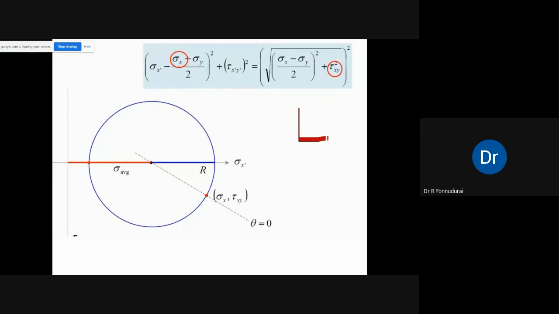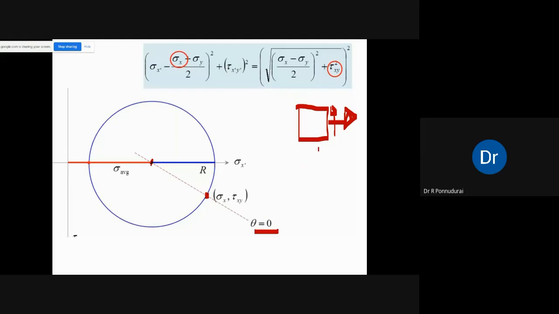Okay, so you've been given an element. You've been given sigma x and tau x. Just mark the sigma x and tau x here. The center point is known to you now. Join these two points and draw a circle. Here theta is equal to 0.